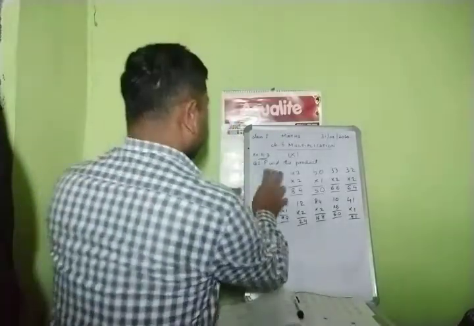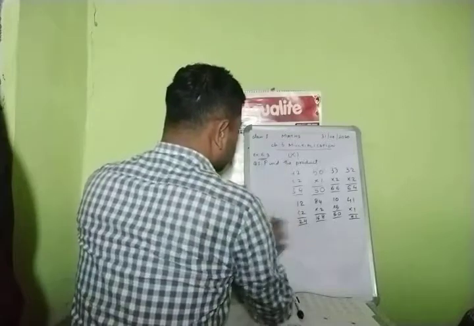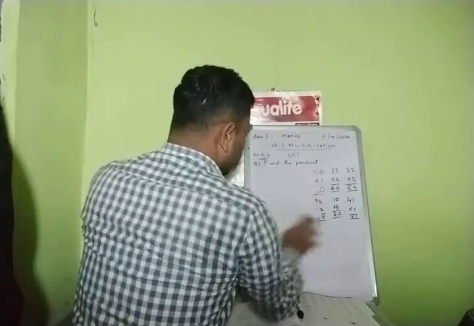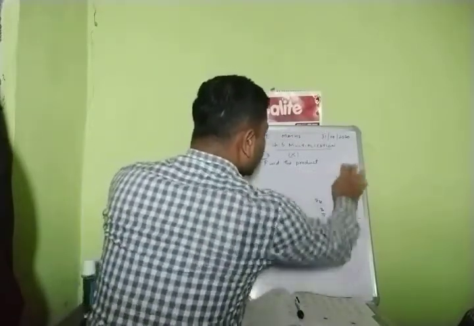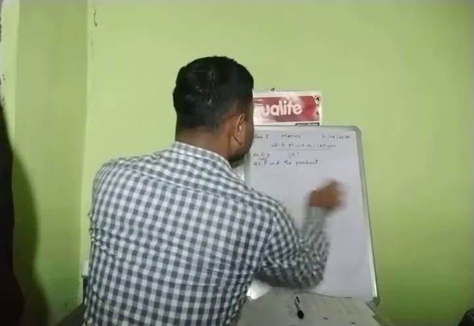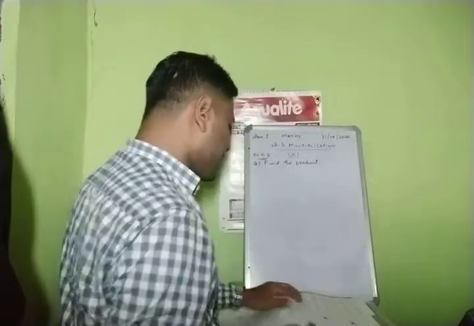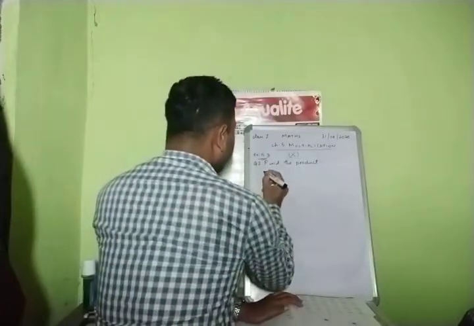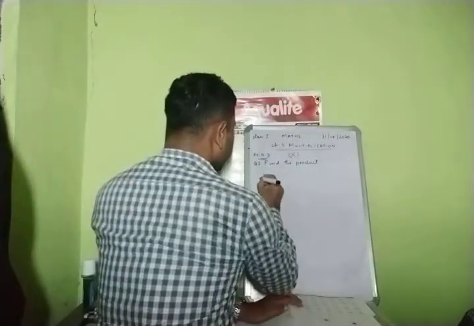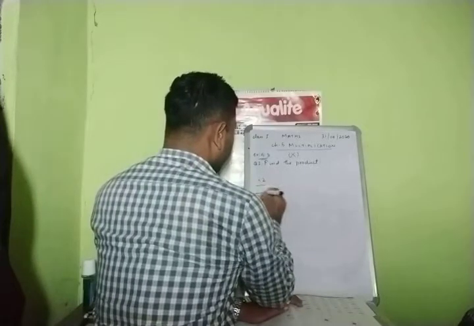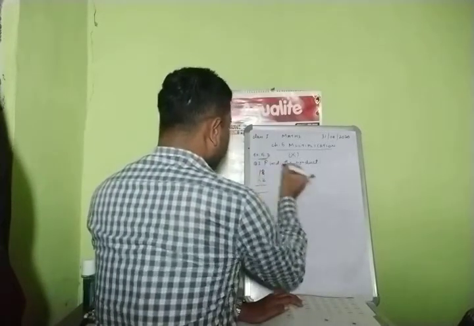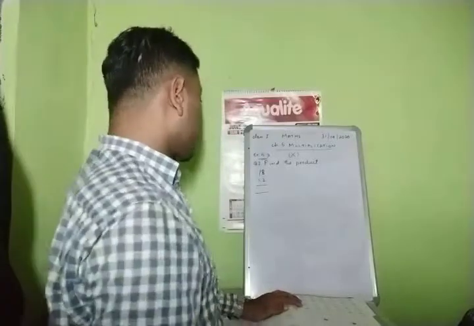Okay. Let us do the next question. If you pay attention and if you know the table, it is very, very easy. There is nothing difficult in this type of question. Next question, 18 into 2. 18 into 2. Okay.